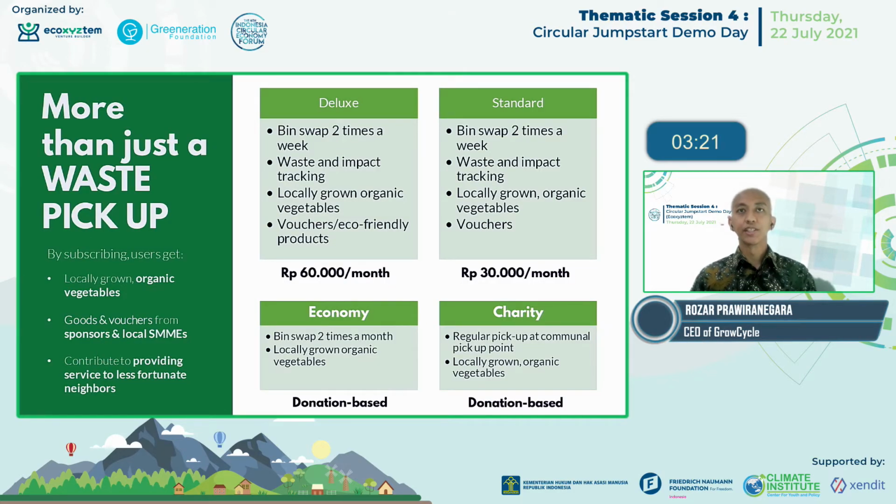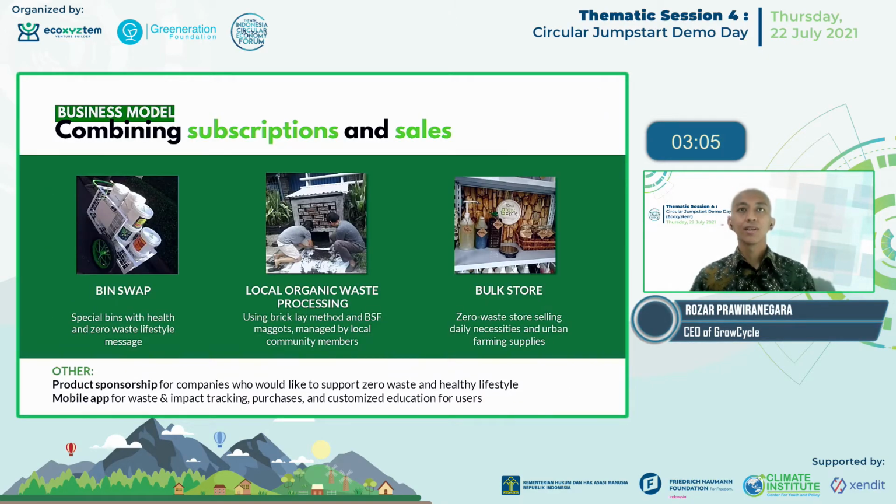The subscription fee is affordable to those with low purchasing power, a group that is growing in this pandemic. We include subsidies and donation-based packages. Plus, there are discounts and bonuses like locally grown produce to reward consistent waste separation. The revenue combines subscriptions and sales of compost and other goods. We sell portable composting units and home gardening needs. Companies and brands can advertise on our bins as well.